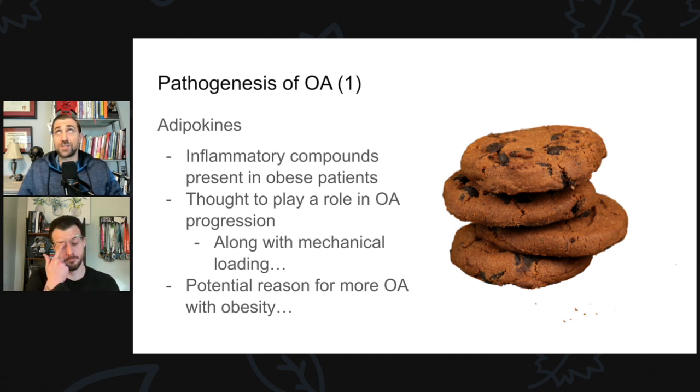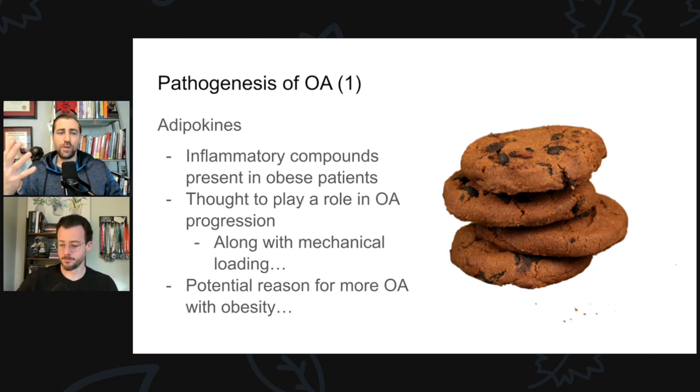So one of the thought processes is that if you are obese, it's going to lead to more mechanical loading of the joints. Obviously, you're heavier. It's more weight on the joints. But if you have more body fat, that's going to release adipokines, which are pro-inflammatory, which can also lead to more osteoarthritis over the course of time.